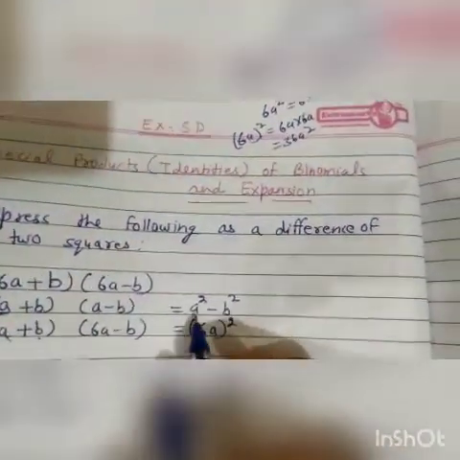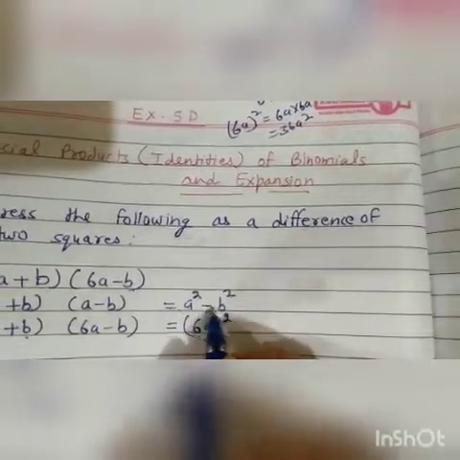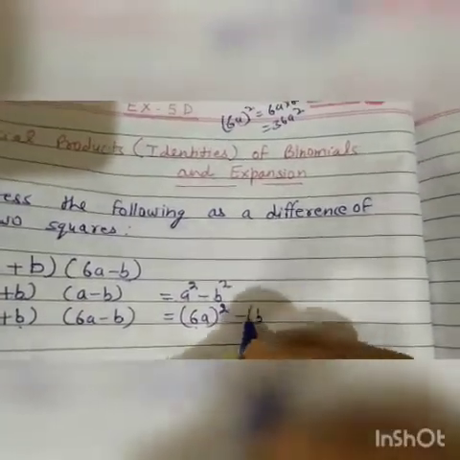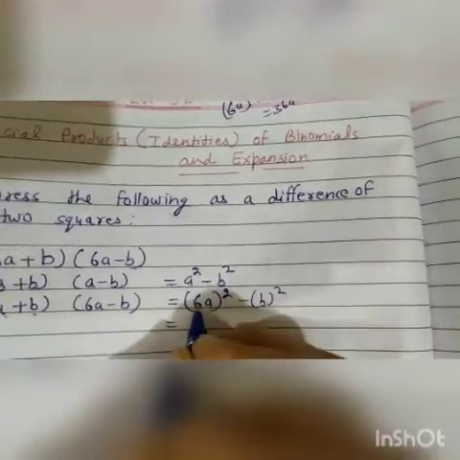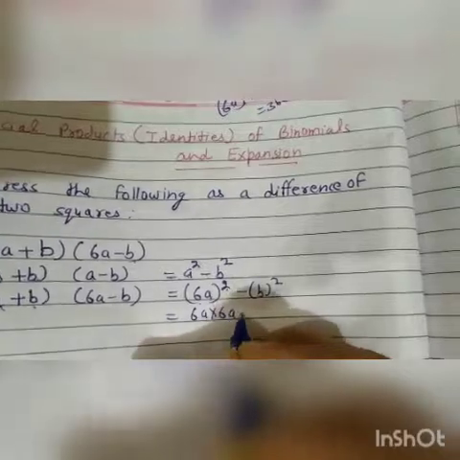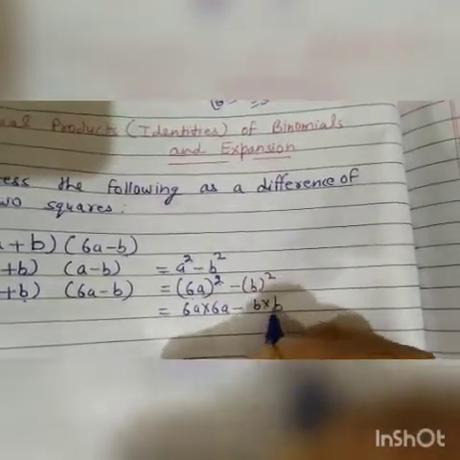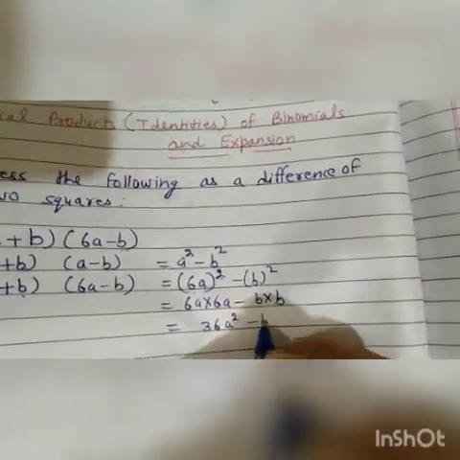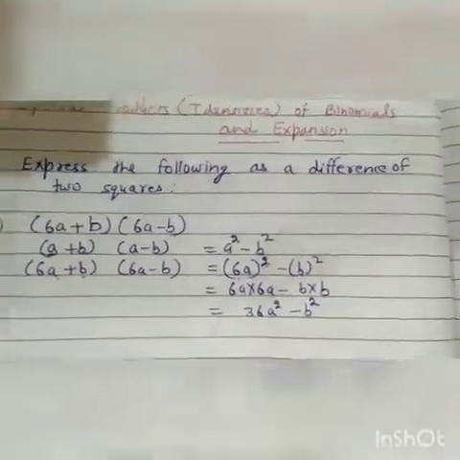So we will write (6a) whole square, then minus here. Our second term is b whole square. Now (6a) whole square means 6a into 6a, minus b into b. It will be 36a square minus b square.